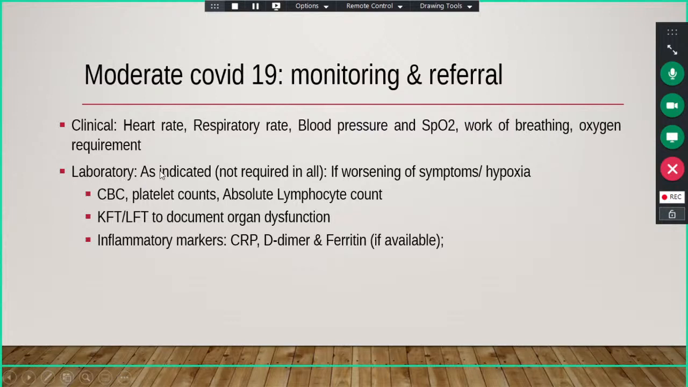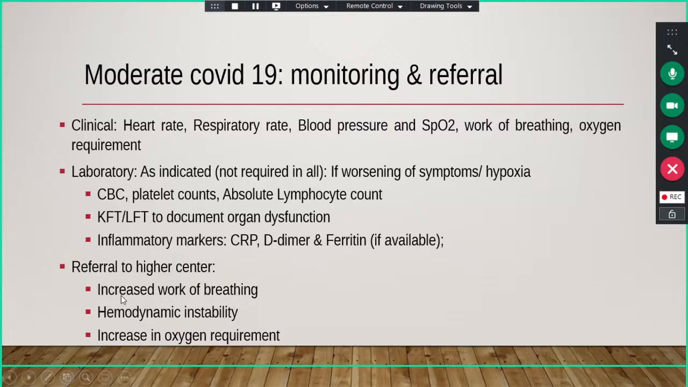If laboratory tests are indicated, not, as I said, indicated in all, but if a person with moderate disease is admitted and shows worsening of symptoms suggesting that he is going towards a severe disease, in that case we can do a CBC, platelet, absolute lymphocyte count, kidney and liver function tests to document organ dysfunction, and we may do inflammatory markers in the form of C-reactive protein, D-dimer, ferritin if available.